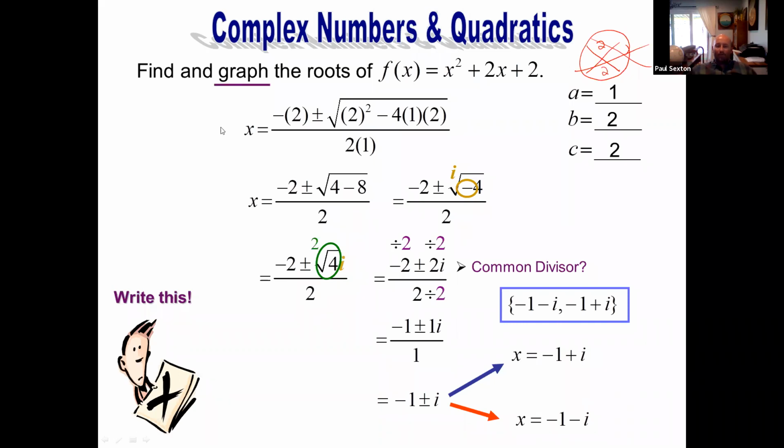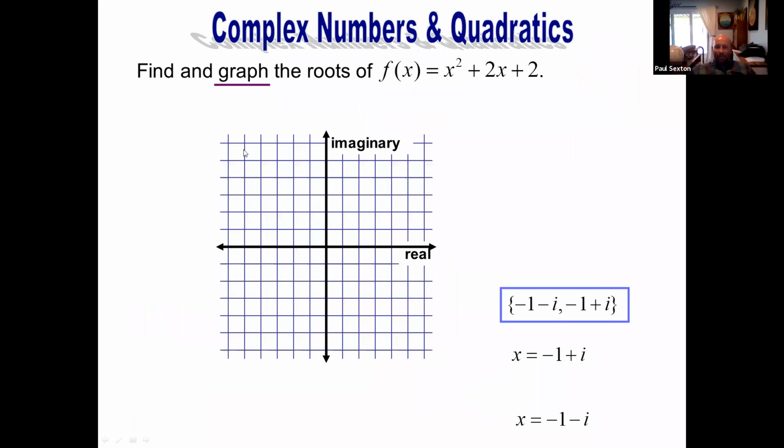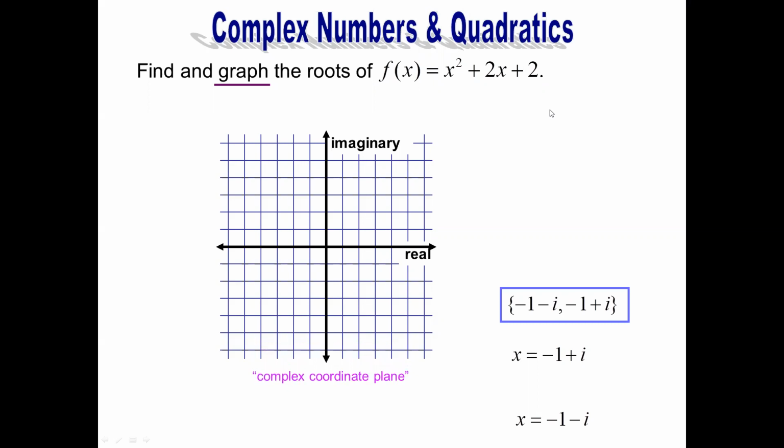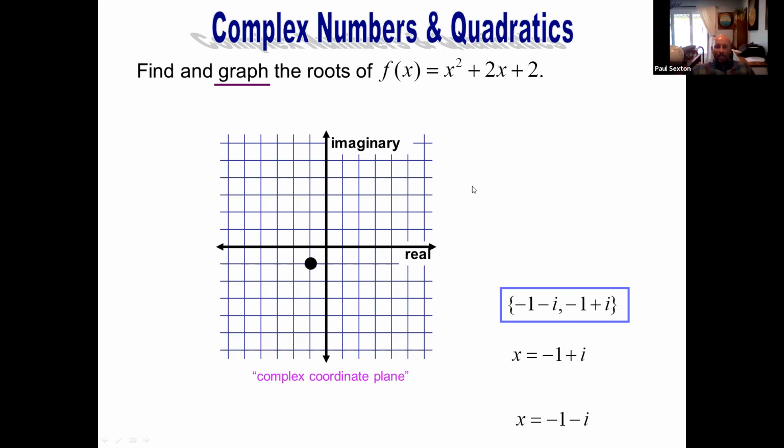Oh, and it says to graph the roots too. So we're going to graph them on, what's this called again? Do you guys remember what kind of plane this is? Complex. The complex plane. It's a complex coordinate plane. So we would do -1 minus i and -1 plus i. So they'll always be across from each other on the real axis, because of the plus or minus.